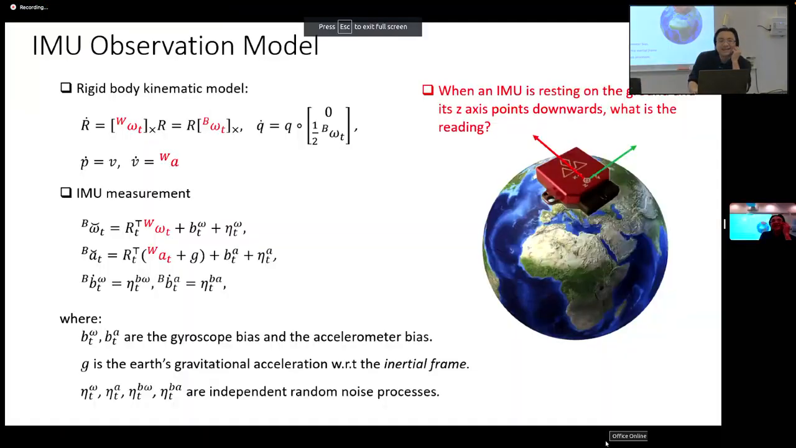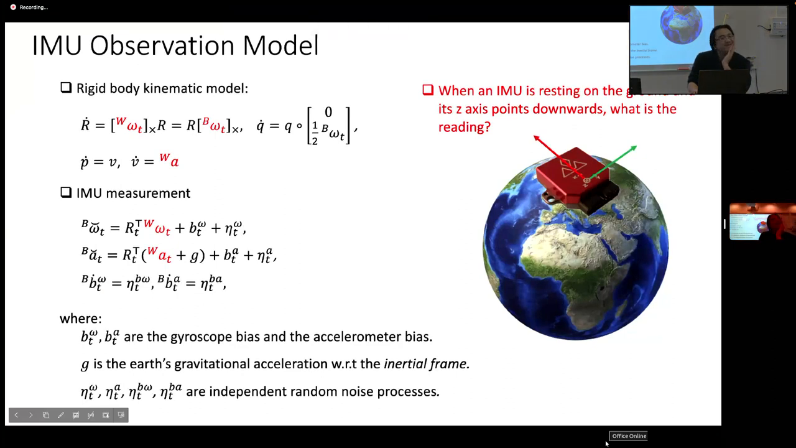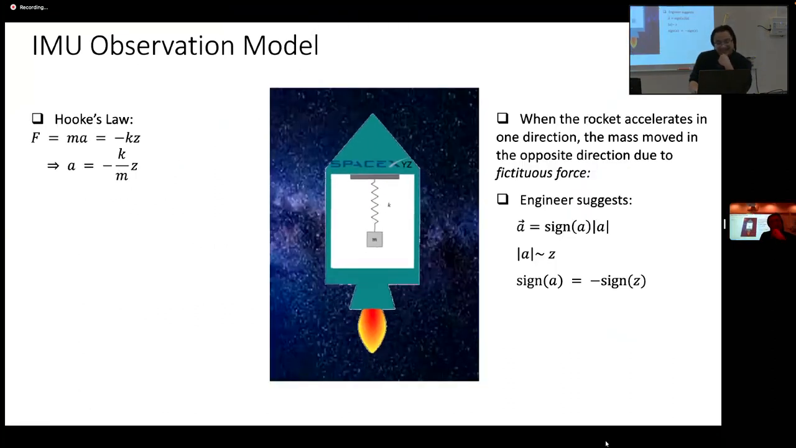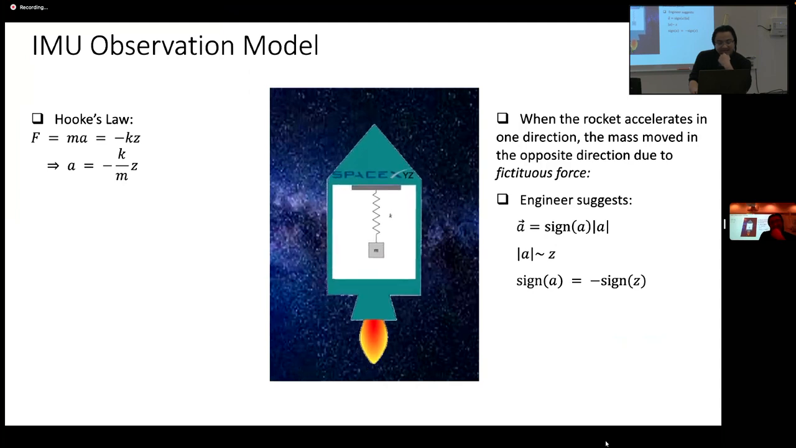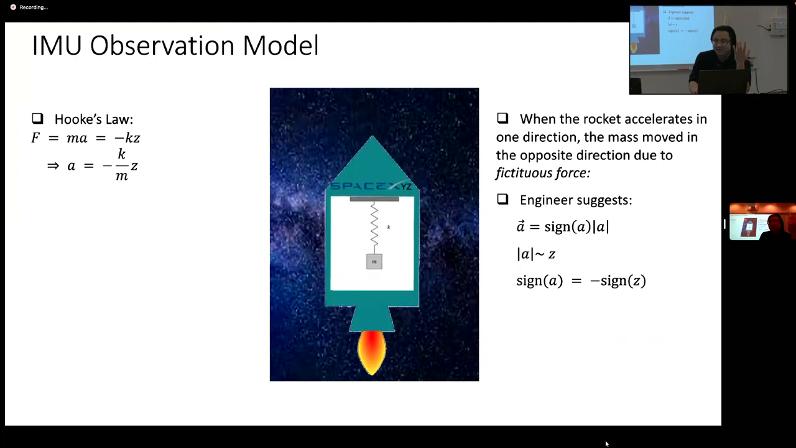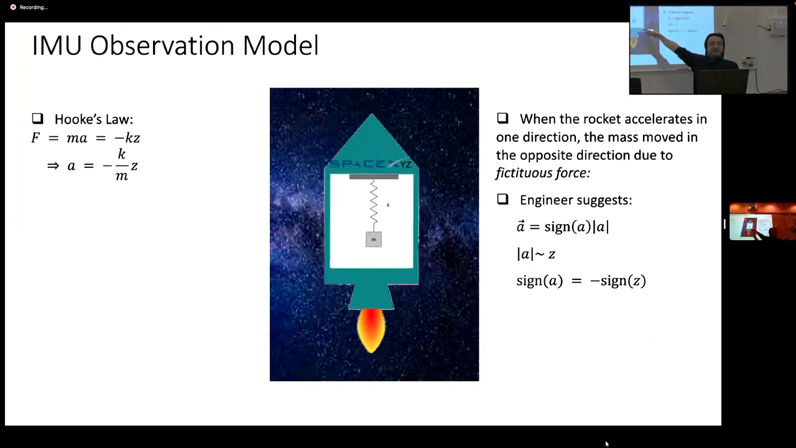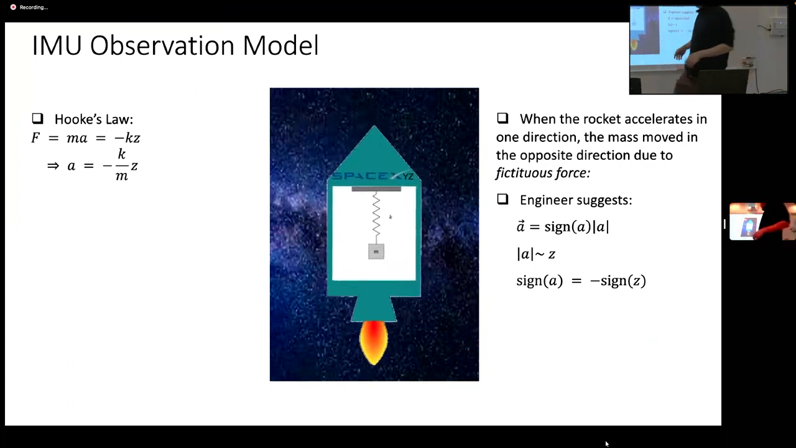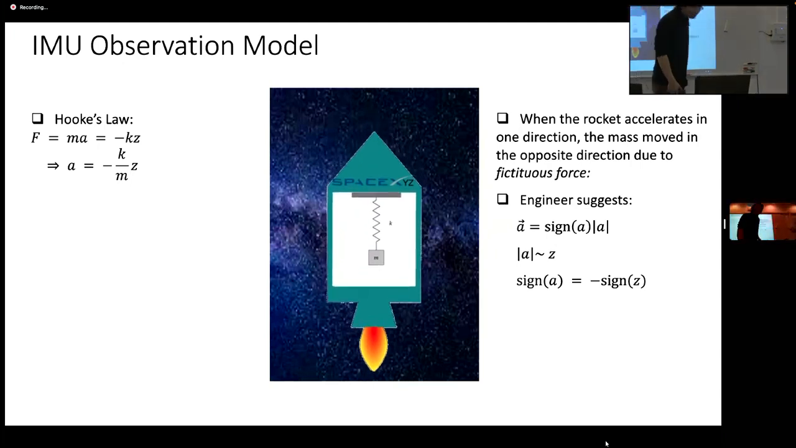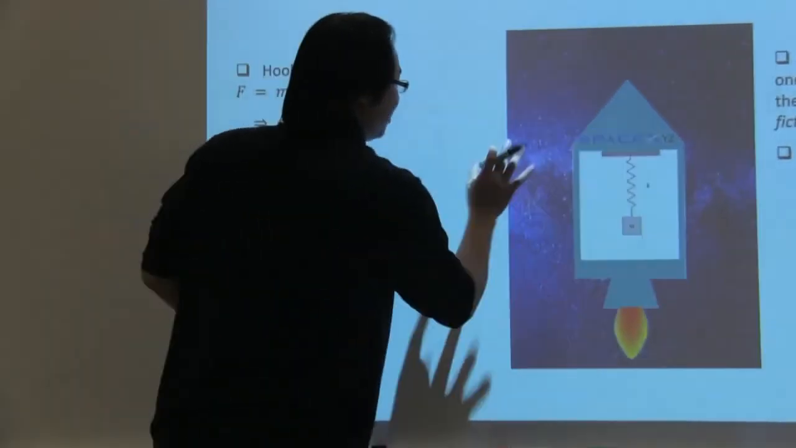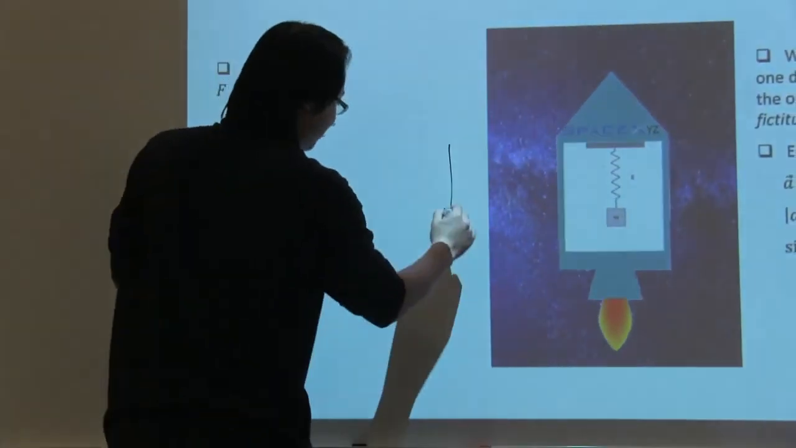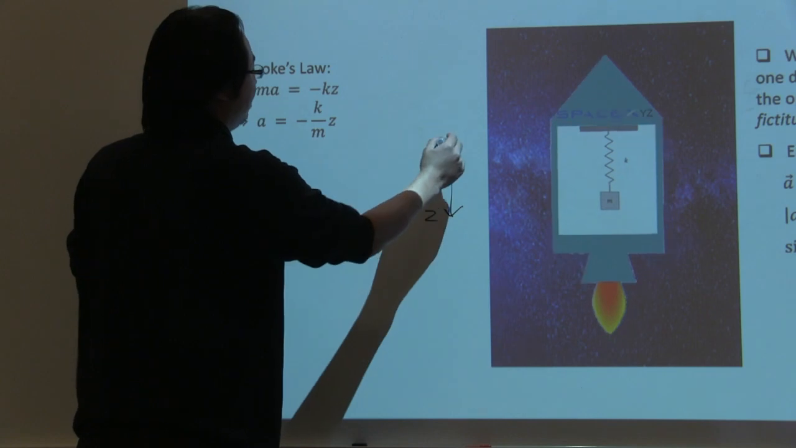I paused the slide like weeks ago. Nobody actually looked into this. So it's like Elon Musk, he shoots his rocket into space, and he puts a spring mass system onto the rocket, right? If you attach your Z axis to this rocket, for example, I put the Z downwards, right?